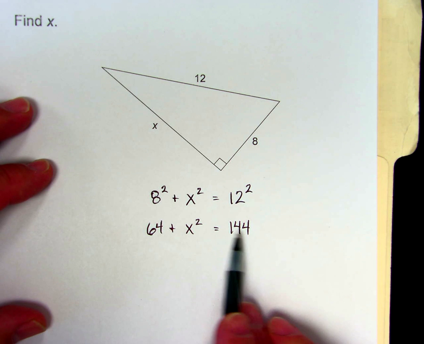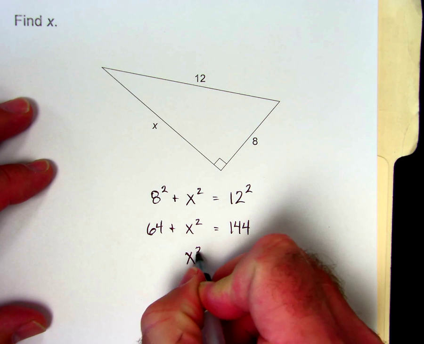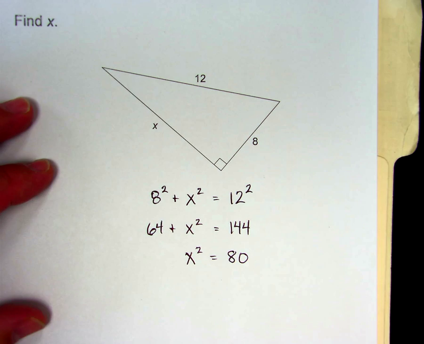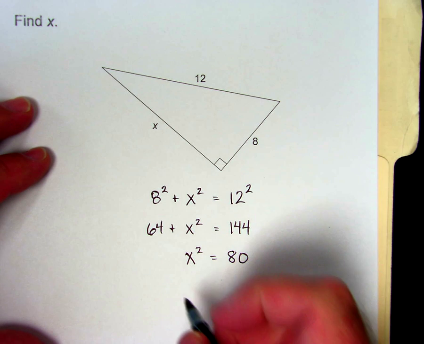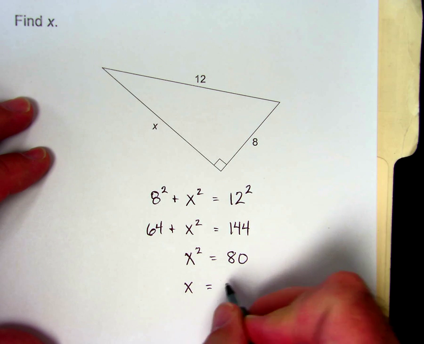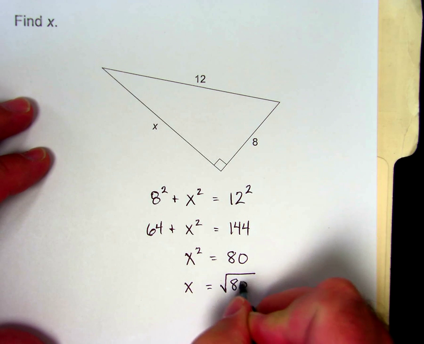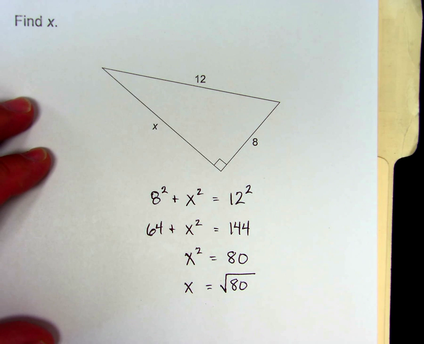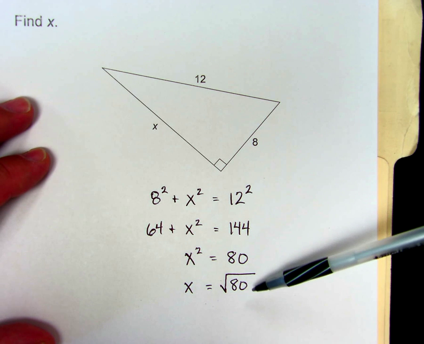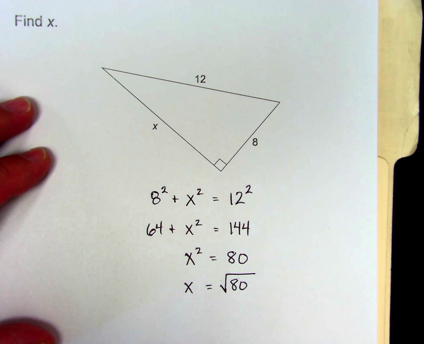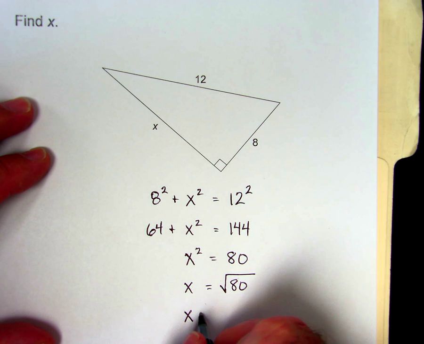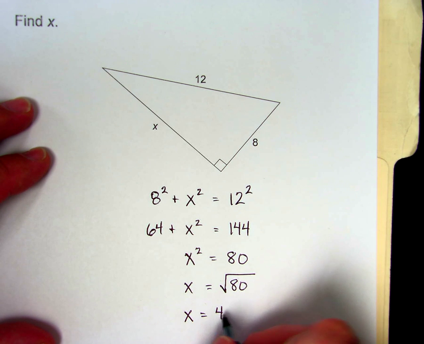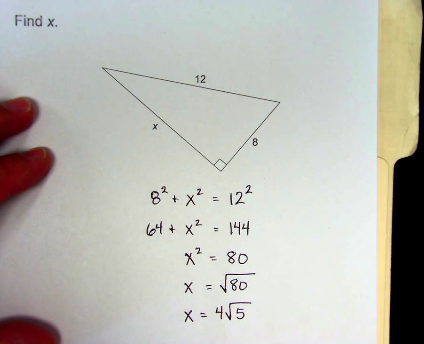If I subtract 64 from each side of our equation, x squared would equal 80. So x would equal the square root of 80. I don't worry about the negative square root in this case because x is a length. Lengths can't be negative. Then through either our process of looking for the greatest square factor of 80 or our prime factor tree, we could simplify the square root of 80 to be 4 times the square root of 5.